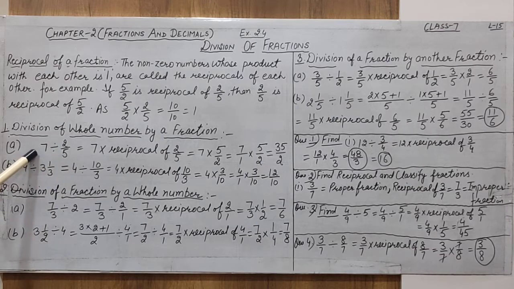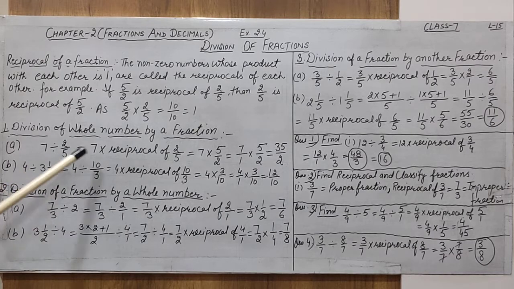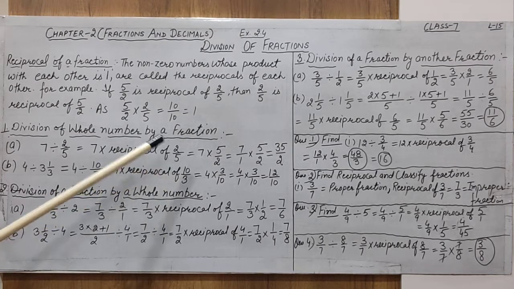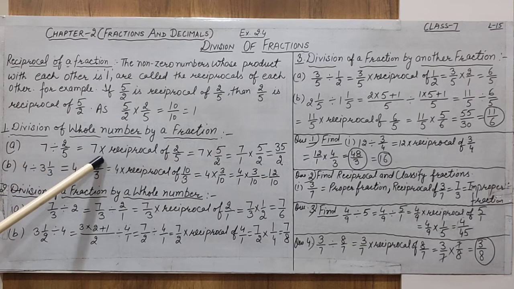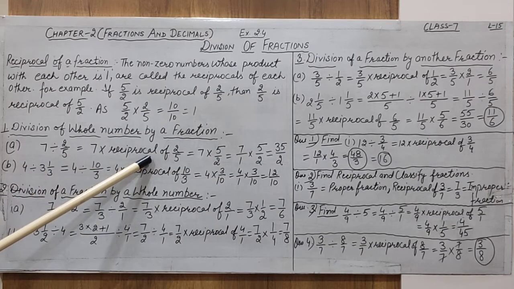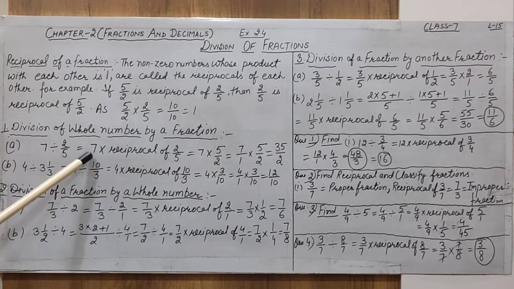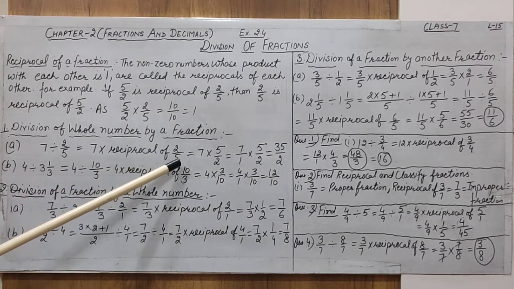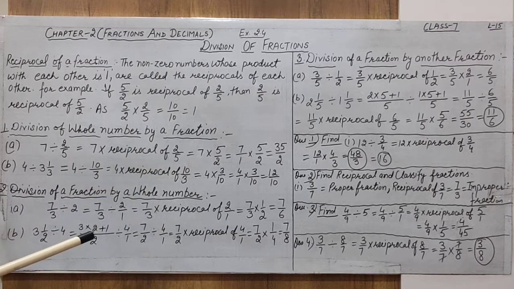So first thing, when we divide a whole number by a fraction, we have to change the division sign into multiplication and multiply it with the reciprocal of the given fractional number. That is, the whole number is multiplied with the reciprocal of the given fractional number. So this method you must remember always. So instead of writing the division sign, we replace this sign with multiplication and multiply it with the reciprocal of 2 by 5. What is the reciprocal of 2 by 5?